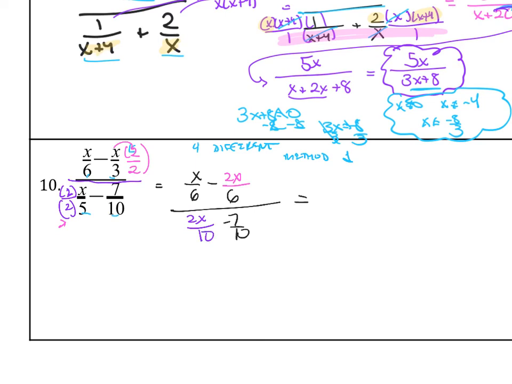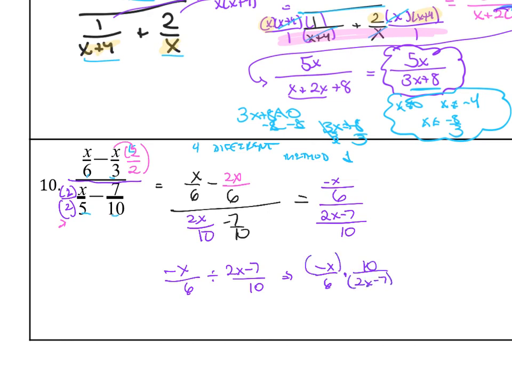So notice this is a lot nicer. So let's go ahead and finish this out. x minus 2x is a negative x over the common denominator of 6. Then this is 2x minus 7 all over 10. And then, so remember, let's write this negative x over 6 divided by 2x minus 7 over 10. So that means we flip and multiply.